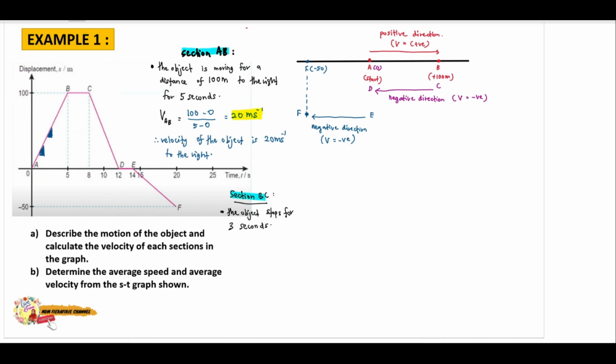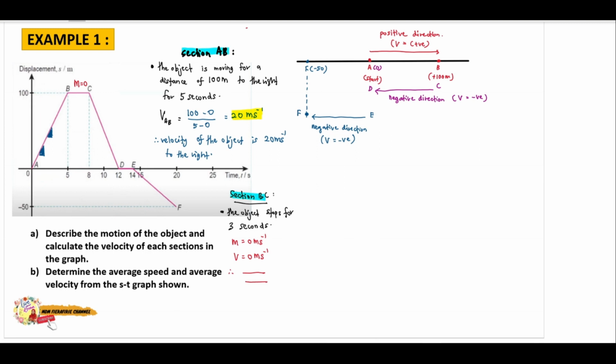Okay, and how about the gradient? Kalau dah stop, tak adalah velocity. That means no gradient. Okay, where m is equal to 0 here. So the gradient of the graph is equal to 0, means that the velocity is also equal to 0 meter per second. Okay, so buatlah ayat, therefore, the velocity of the object is 0 meter per second.